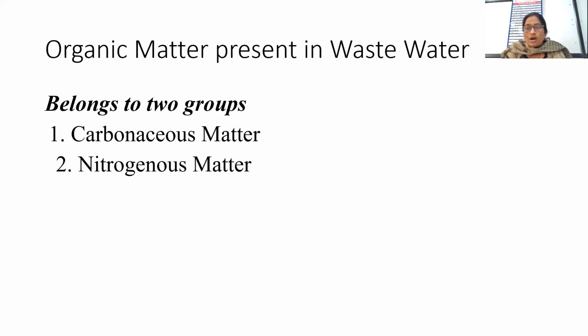Now, for a long time we have been talking about this: the organic matter present in wastewater belongs to 2 groups. What are these 2 groups? Carbonaceous matter and nitrogenous matter. Carbonaceous matter means the amount of oxygen consumed for the decomposition of carbonaceous organic matter, and that BOD is the carbonaceous BOD. And the amount of oxygen consumed for the decomposition of nitrogenous matter is known as the nitrogenous BOD.